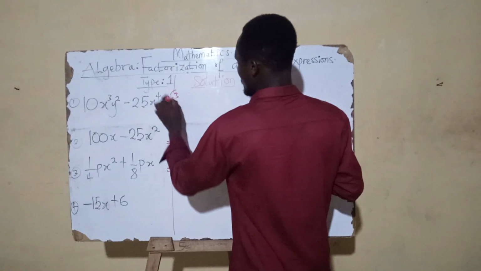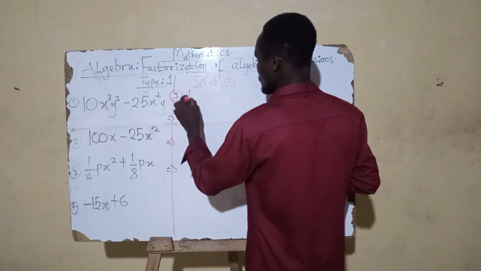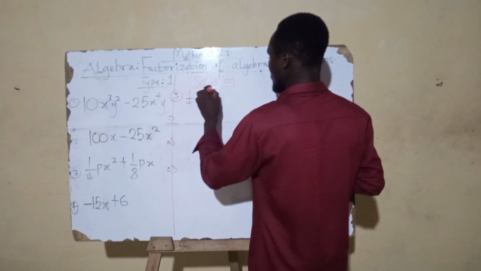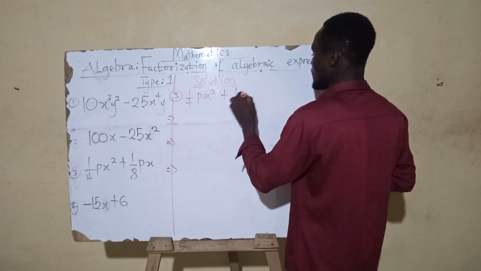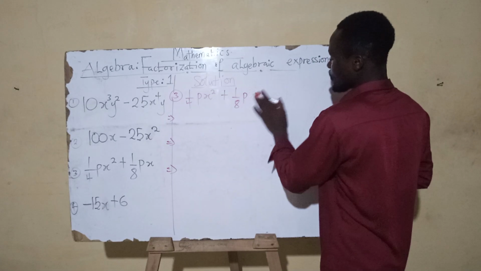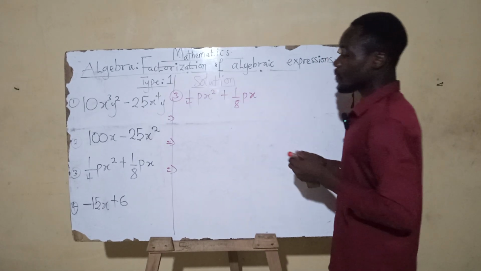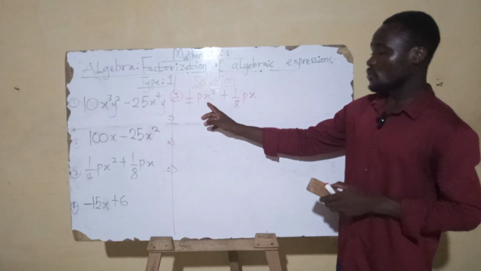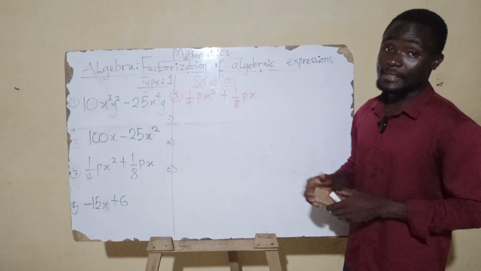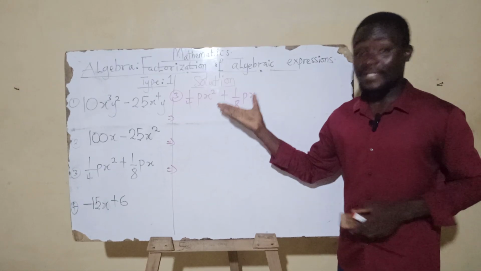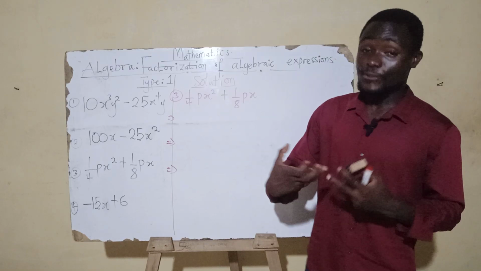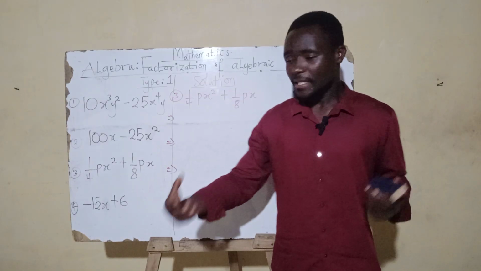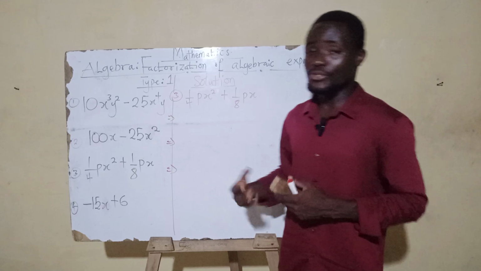Question number 3. I have 1 out of 4 bx squared plus 1/8 bx. So the expression 1 out of 4 bx squared plus 1/8 bx, this one also we are going to factorize. That's why I said do not be afraid. We are still using the expansion approach, and let's see how we're going to use that expansion approach to solve that.